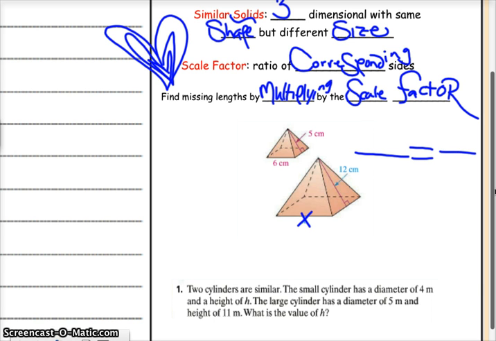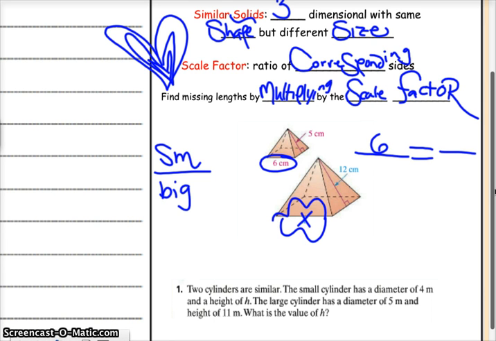What I recommend to all of my students today is to always use the ratio smallest to big. That is going to be your best friend when we create these scale factors. So I'm going to say smallest to biggest. The small side is to the big side as the small side is to the big side. And then we solve using cross products.